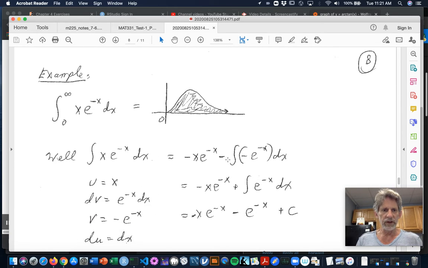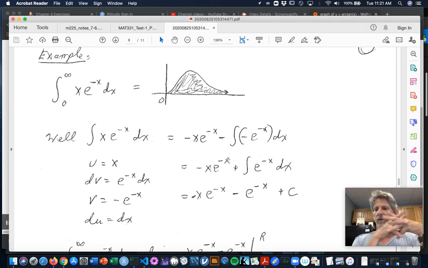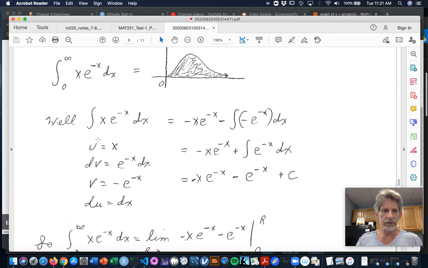Let's try another example. This is just a regular improper integral that's improper in one direction, plus infinity at the top. But I just want to show you what might happen if you have to use integration by parts to get your antiderivative. So when I'm looking for this antiderivative, a natural choice, because it's a product here, is to try integration by parts. Let u be x, dv is e to the negative x dx.